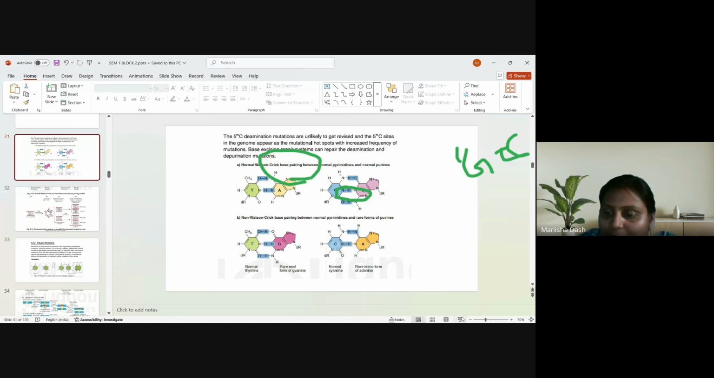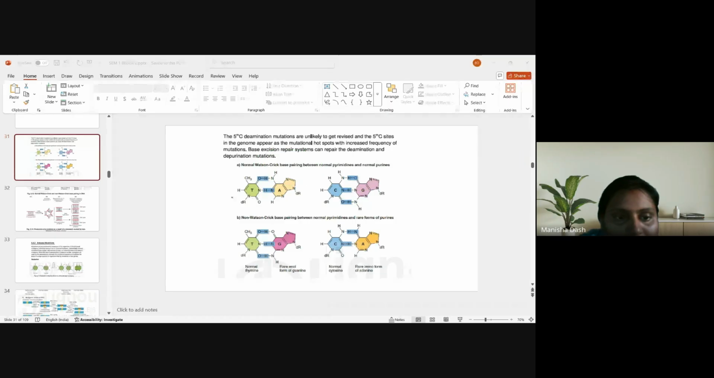Okay. So I request all of you to be a little attentive and focus on this particular slide. See here, what is this base? This is thiamine, right? So thiamine is pairing with what? Adenine. As you know, this is the normal Watson-Crick base pairing. But the same thiamine is also pairing with guanine, or not? The second case, if you observe.